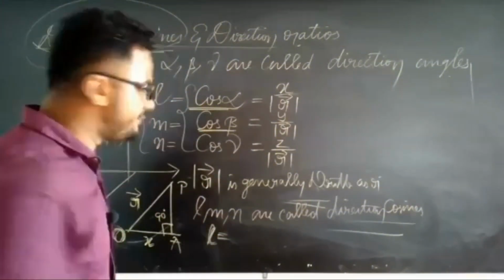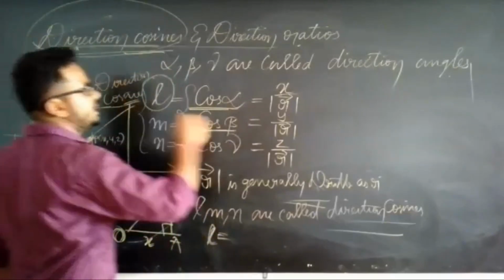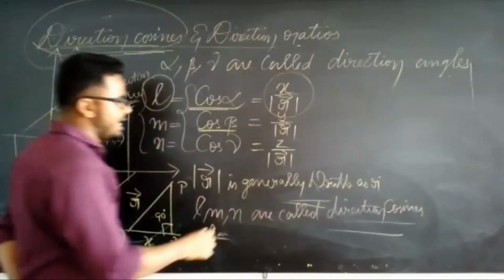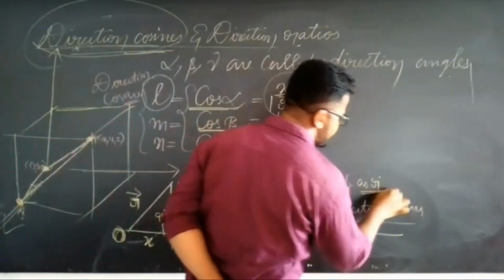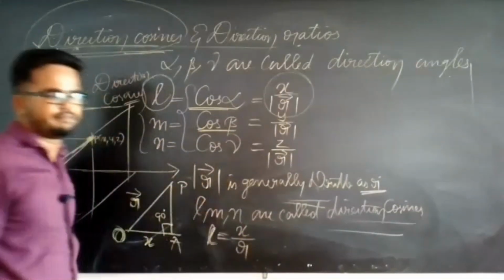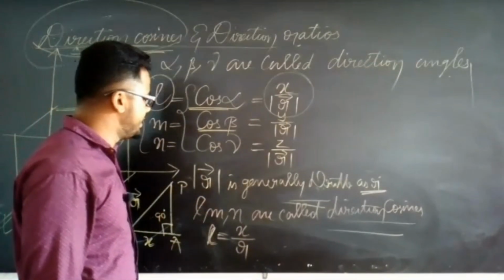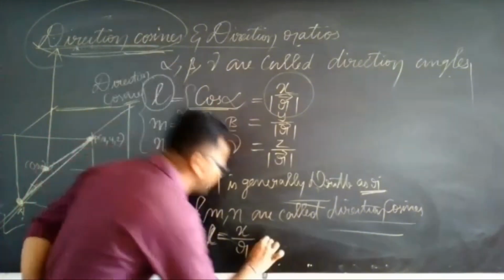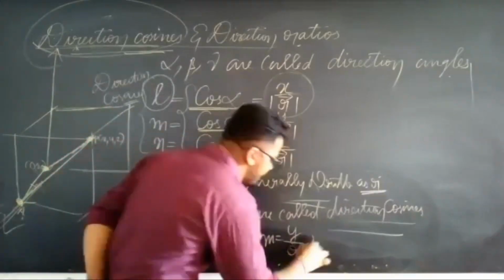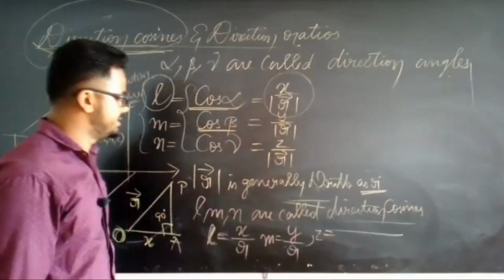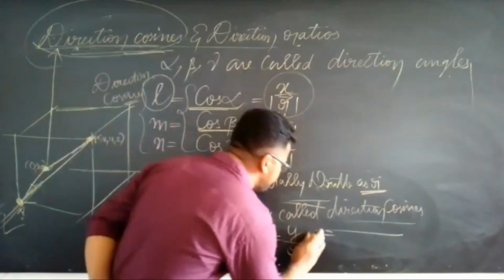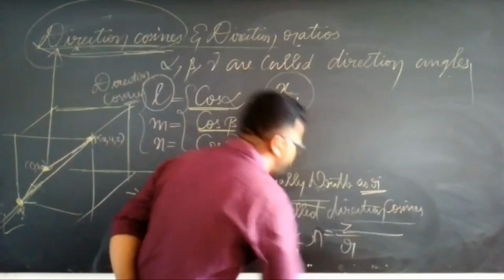If I round figure here, this L is equal to X by vector R. But already we said that the vector R magnitude can be written as small r. Therefore, L can be written as X by R. Next, M can be written as Y by R. Next, N can be written as Z by R.